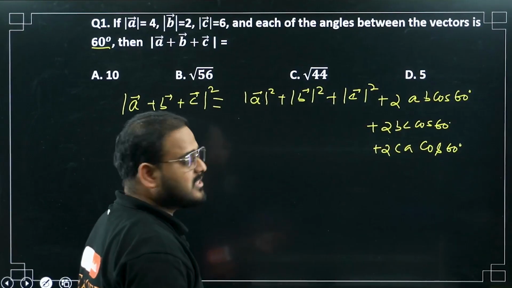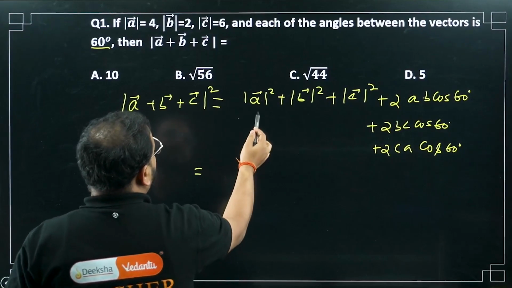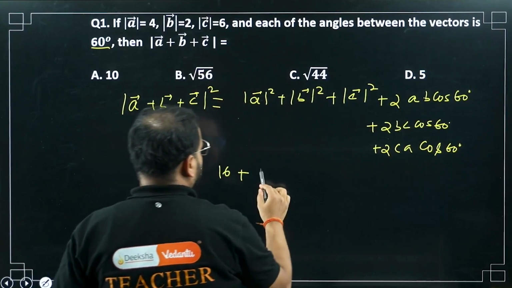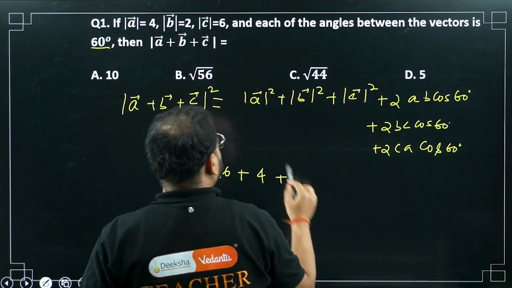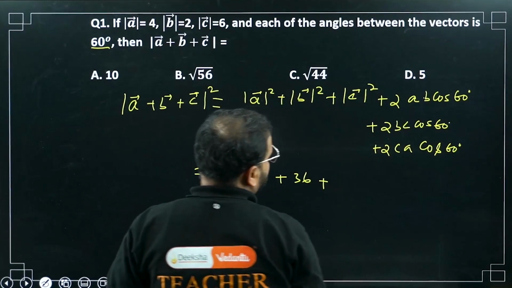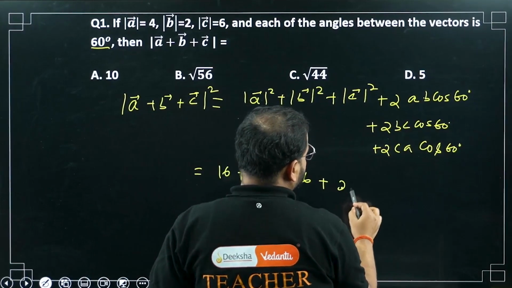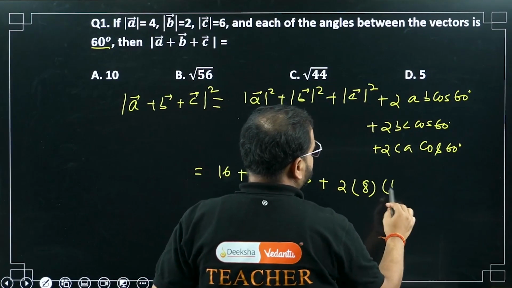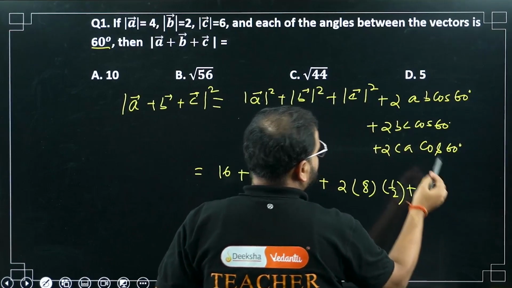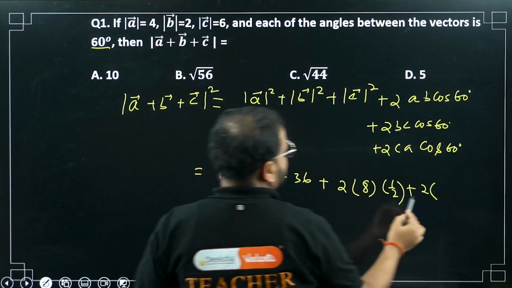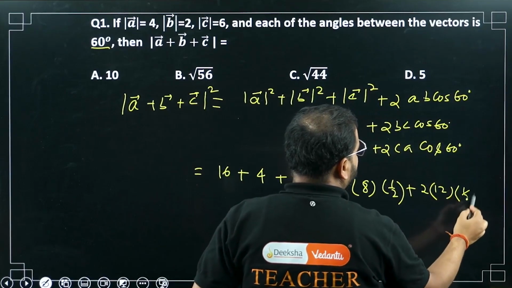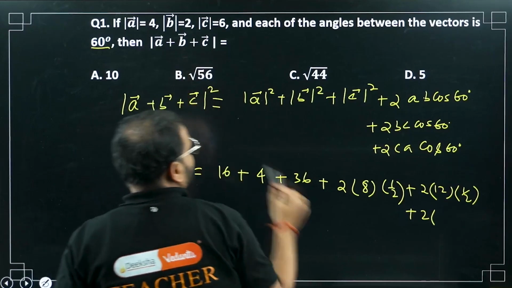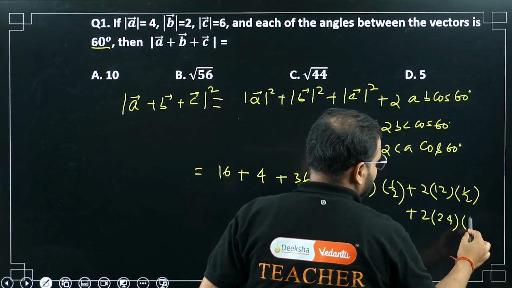Let's substitute the values of A, B and C. A is 4, so 4 square is 16. B is 2, so 2 square is 4. C is 6, so 6 square is 36. Now 2 times A into B is 4 into 2, 8, cos 60 is 1 by 2. Plus 2 times B into C, 2 into 6, so 12, and cos 60 is again 1 by 2. Plus 2 times C into A, 6 into 4, so 24, and 1 by 2.